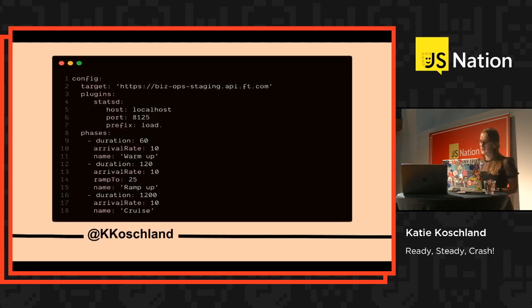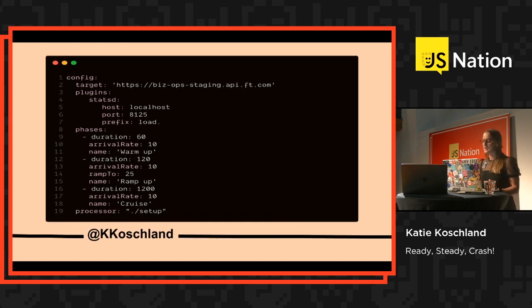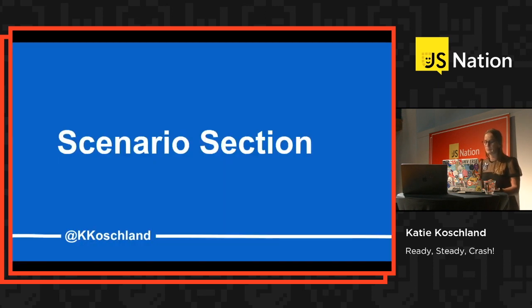Then you define the load phases. This is what we discussed previously about the number of concurrent virtual users and the method of how they ramp in. And then the processor. This is where you import any JavaScript files that contain functions you want to use in your script. So above is a snapshot of essentially what your config section should contain.